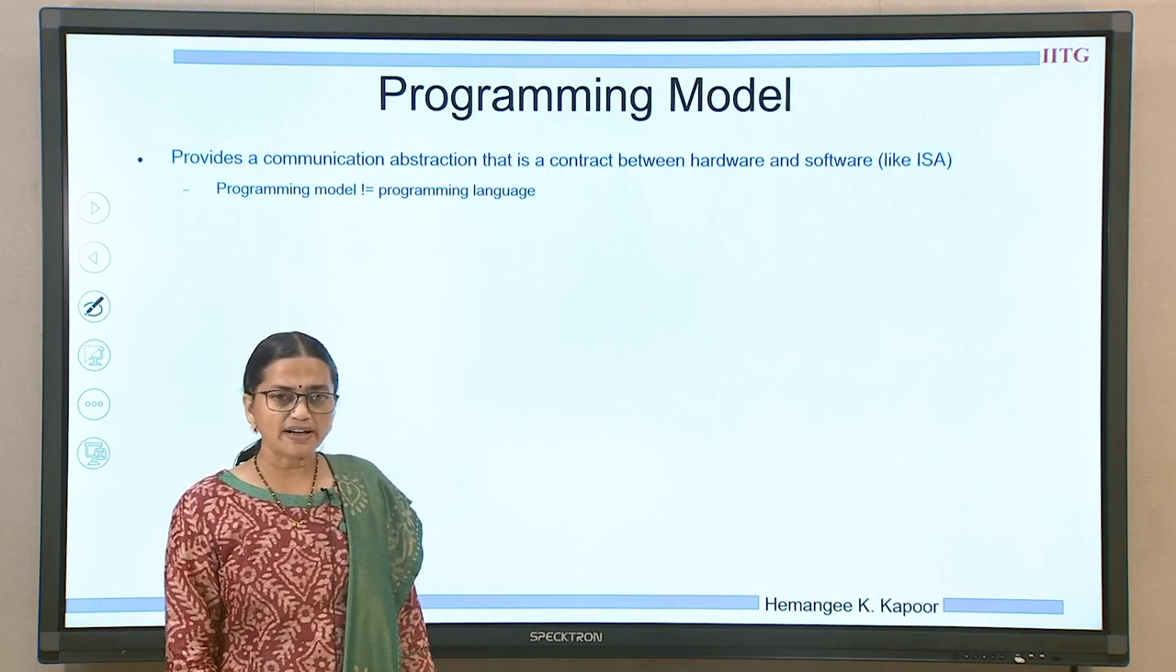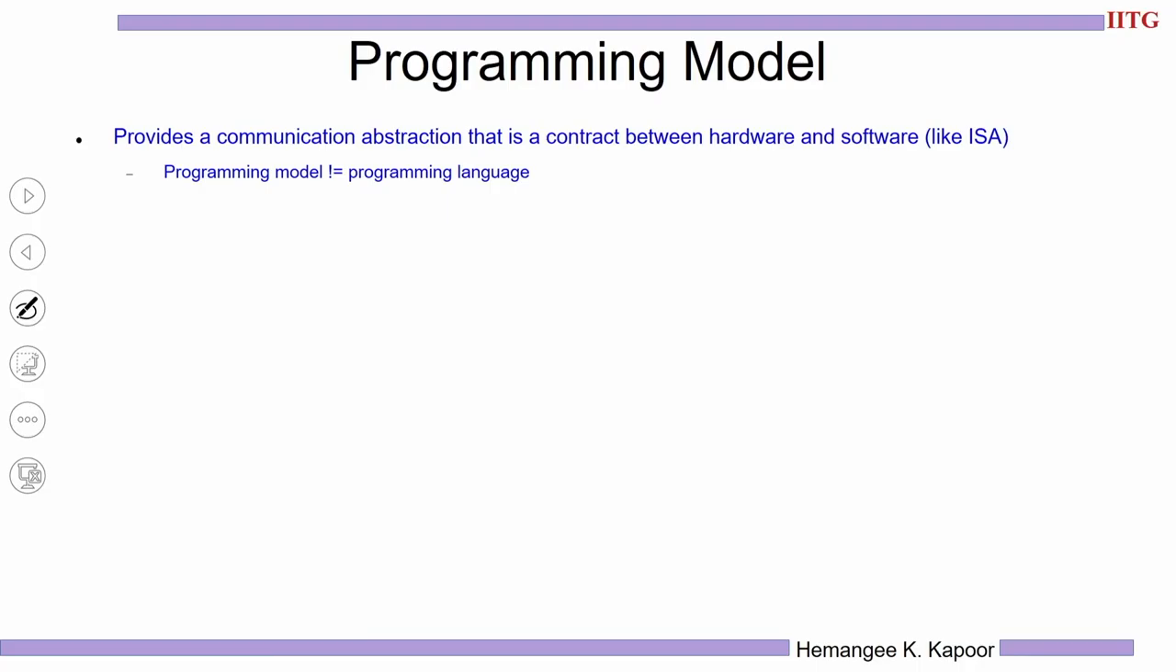Okay. So how do I define a programming model? It is nothing but a communication abstraction. I hope you've all now understood that we have conventional architecture and communication. The way we communicate will decide the programming model. So it's like a contract between the hardware and the software. The software wants a particular way of communication and hardware provides it.